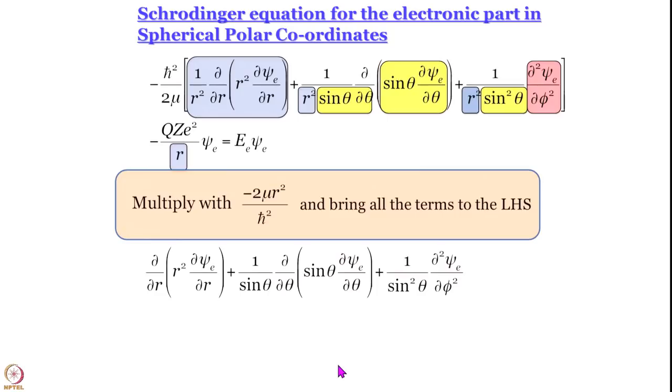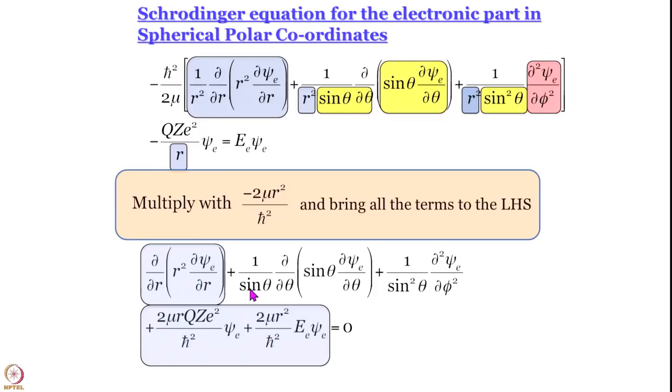What about the third term? We get 1/sin²θ ∂²ψ_e/∂φ². So, in the third term only there is a little bit of mixture of θ and φ. The first term is only in terms of r, second term is only in terms of θ. Last term is only in terms of φ, okay? And then what we do is we bring the term in energy to the left hand side as well. So, all this is in r. What does that mean? Before going further, what it means perhaps is that the energy will depend only on r and nothing else. It will not depend on θ and φ.